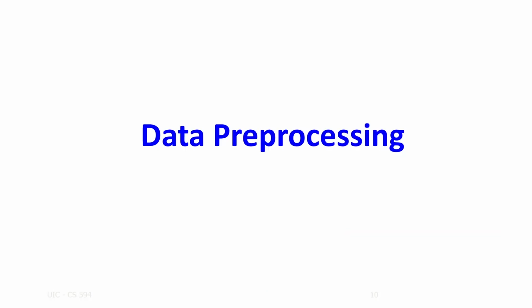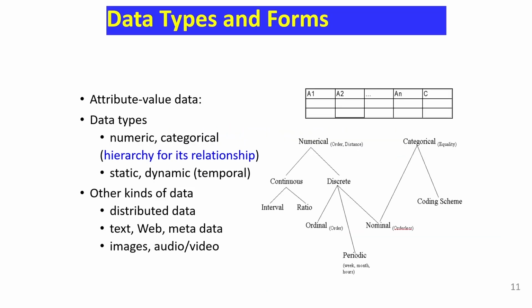So, let us talk a little bit more about data preprocessing. Data can be of two types, obviously numerical or categorical. In addition, it can be static or dynamic, like temporal data, right. You are simply handling a video, my own video. So, it is temporal data, right. As the video moves on, you are collecting data as a function of time. Then there are other kinds of data like distributed data. You can have text, metadata, images, audio, video data, everything.